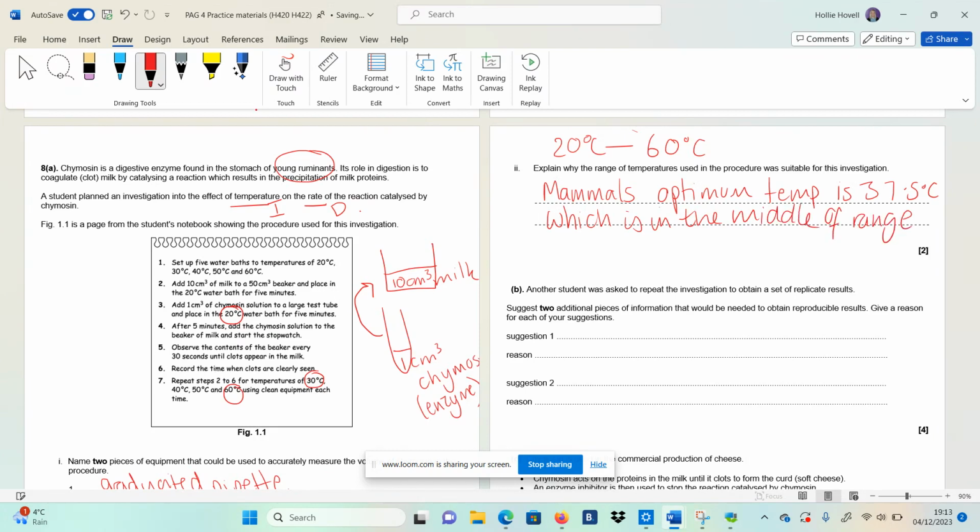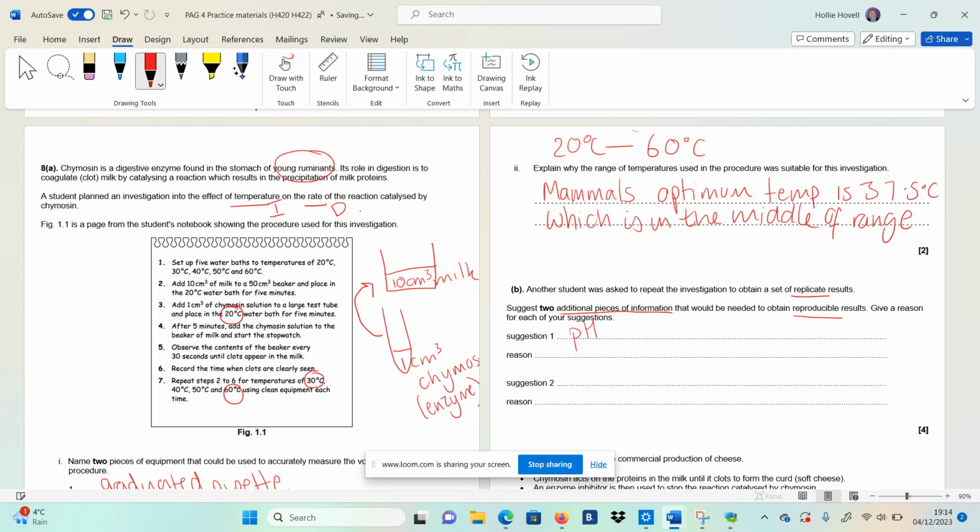Part B. Another student was asked to repeat the investigation to obtain a set of replicate results. Suggest 2 additional pieces of information that would be needed to obtain reproducible results. Give a reason for each of your suggestions. So, what haven't they told us in the method that we would have needed to know? So, you could have said something to do with the pH. So, we need to control the pH. What pH should it be?